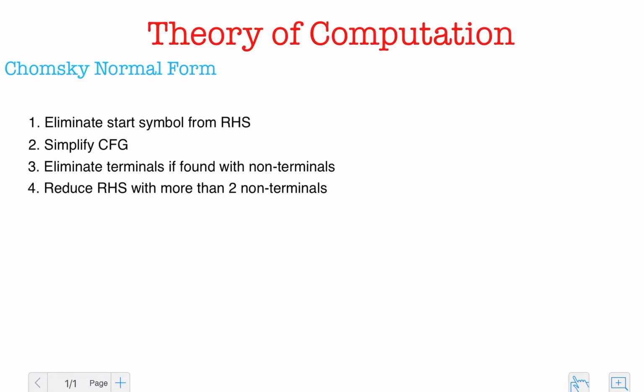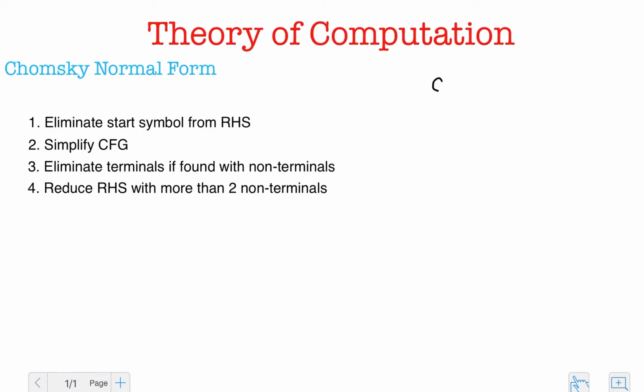Hi everyone. So in this video we'll see how we can convert a given context-free grammar to the Chomsky normal form or CNF. So it's actually a four-step process. The first step is to eliminate the start symbol from the RHS.